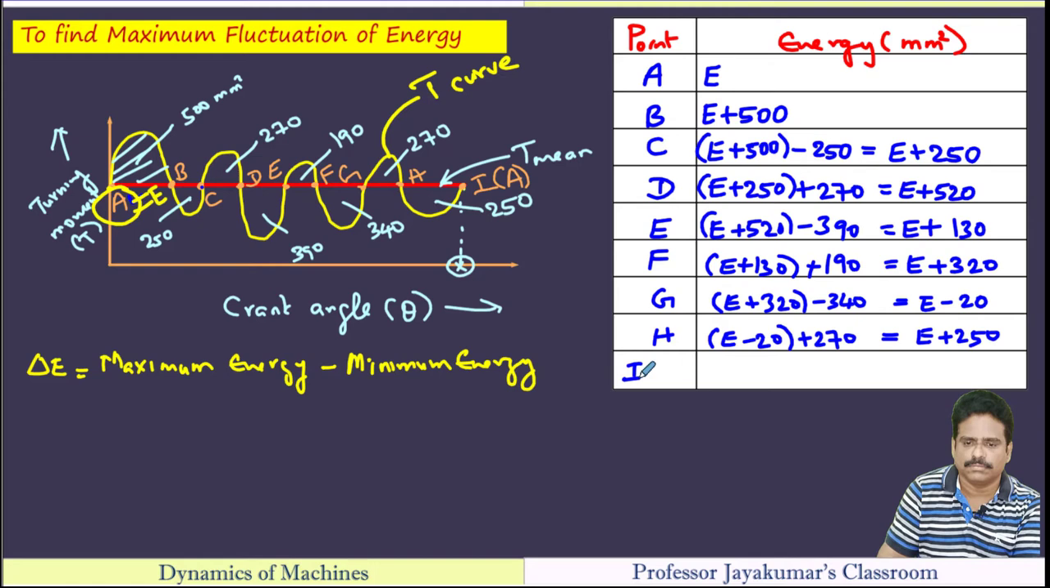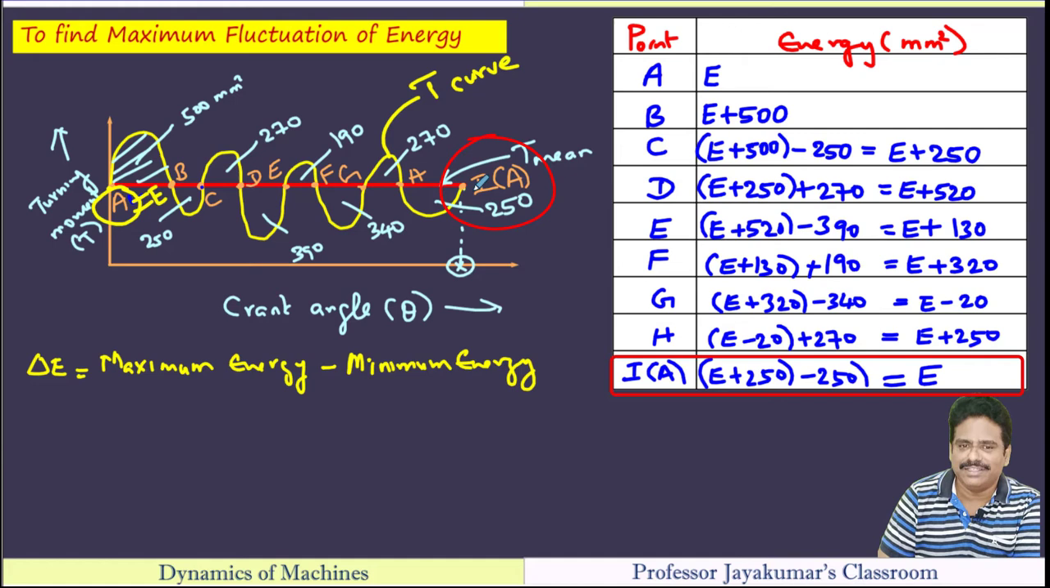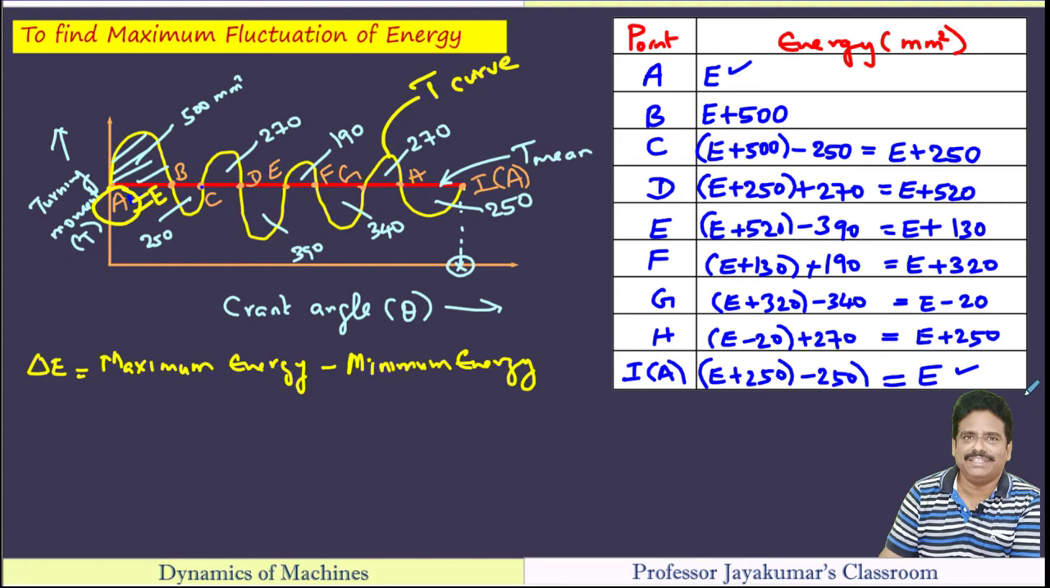We have completed the table, right? After completing the table, you could very well check here. What should be the energy at the end of the cycle? This must be equal to the energy at the beginning of the cycle, which is nothing but E. Now, we have to find at what points energy will be minimum and maximum. Can you see from this table where energy is minimum and maximum?